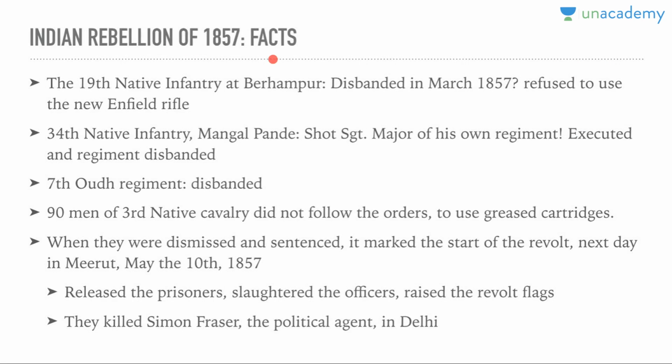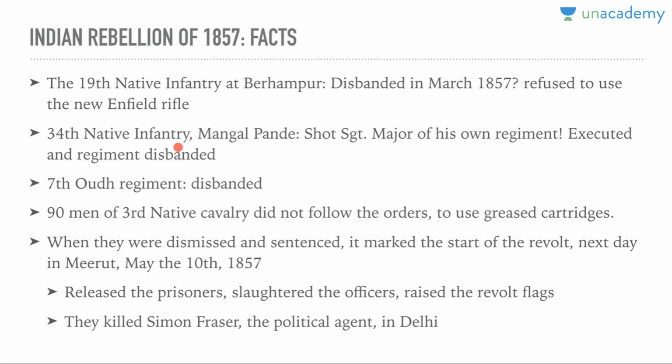Now, the Indian rebellion of 1857, what are the basic facts about it? These are the facts. The first is the 19th Native Infantry at Barhampur. They were disbanded in March of 1857. Why did that happen? Because they refused to use the new Enfield rifle. And why did they refuse to use that? You all know the cartridges problem, and we will talk about that in detail in the causes.